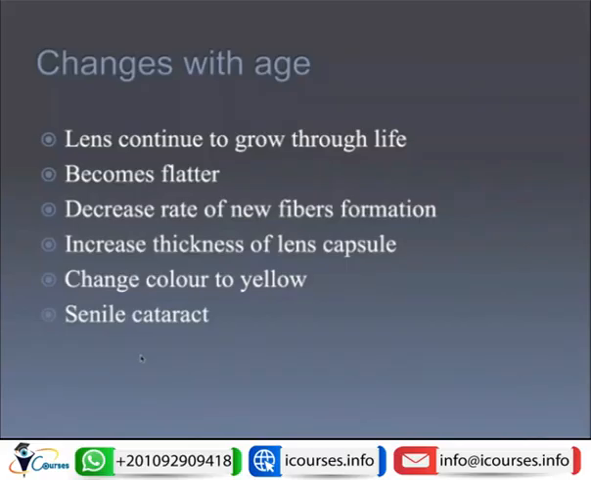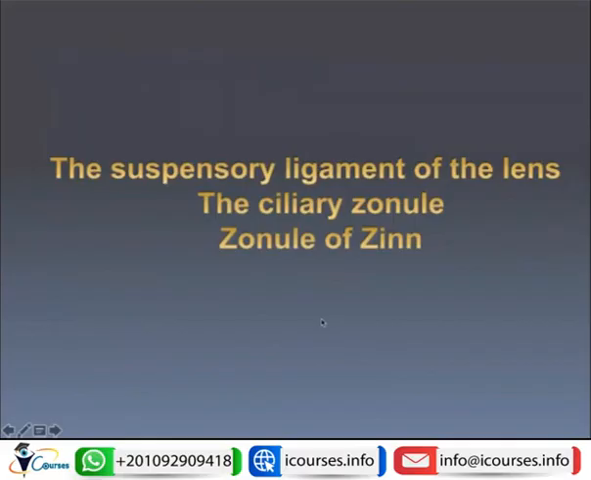Changes with age that occur with the lens will be discussed in the physiology. The lens continues to grow throughout life, becomes more flat due to decreasing accommodation, with a decreased rate of new fiber formation, increasing thickness of the lens capsule with a change in color to yellow, and development of senile cataract. So is everything clear up till now in the lens?